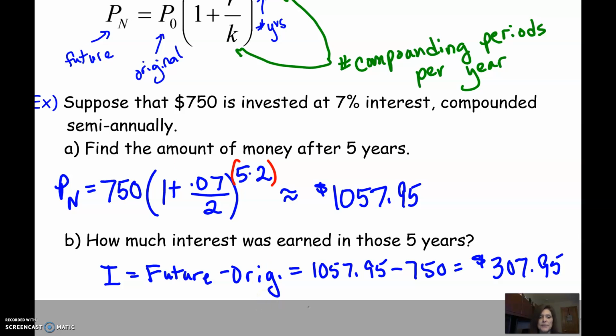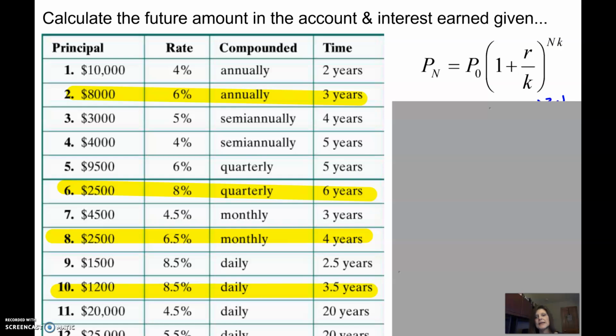Okay, now I want to make sure that you feel comfortable with this. So I've highlighted a few problems here, the yellow highlights number 2, 6, 8, and 10. I've given you the compound interest formula. So I would encourage you to hit that pause button and see if you can calculate all of these. And then I'm going to run through the answers quickly.